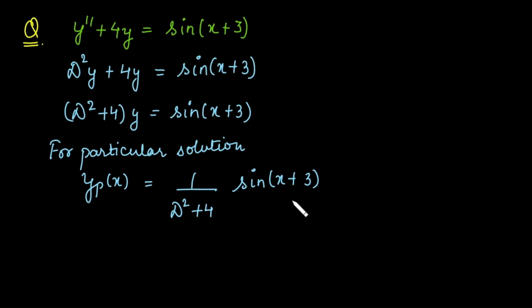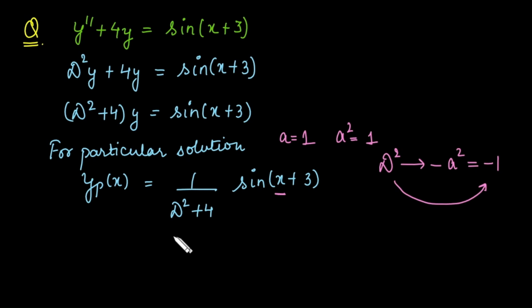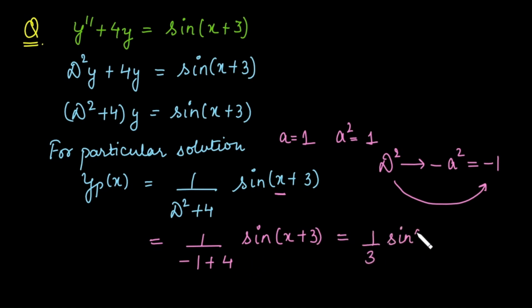Now what is the coefficient of x? The coefficient of x in this case is 1. A in this case is 1. So now what is a square? That is again 1. Now in this case, D square is replaced by minus a square. So finally we will substitute D square as minus 1. So we have 1 upon minus 1 plus 4 into sin x plus 3. So that is equal to 1 upon 3 into sin x plus 3. And that is the final answer in this case.